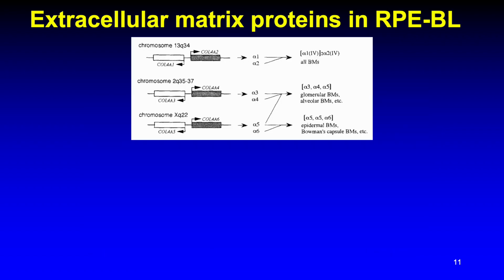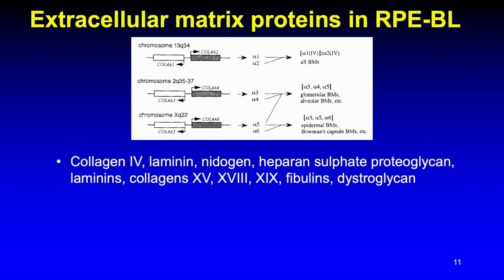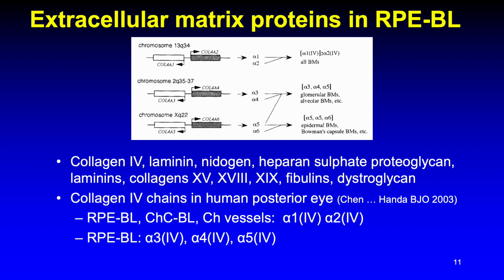The general composition of the RPE basal lamina can be inferred in part from other epithelia, as direct comprehensive assays are still lacking. These include collagen 4, laminin, nidogen, heparan sulfate proteoglycan, laminins, collagens of different types, fibulins, and dystroglycan. Due to low solubility, it was difficult to make specific antibodies to extracellular matrix proteins.